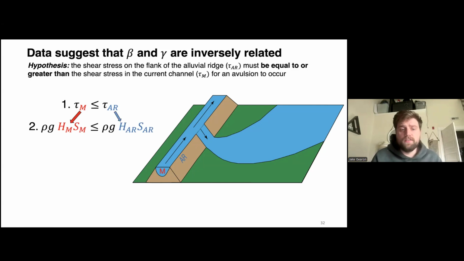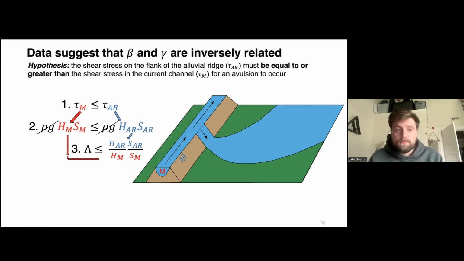You can break that down to the depth slope product, cancel out some things, do some algebra, move this product over, and then of course we have a blank on the side of the inequality. I'm going to put a constant there, lambda, simply because it looks like an alluvial ridge. And what you'll notice on the right side now is we have the product of 2 ratios. And those ratios we have actually seen before. They're the definition of alluvial ridge superelevation and gradient advantage, and they appear together in a product that has to be greater than or equal to some constant value, lambda.